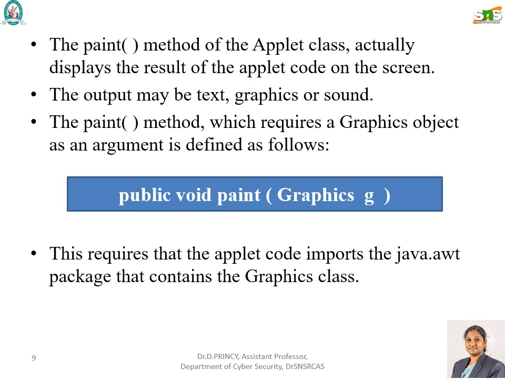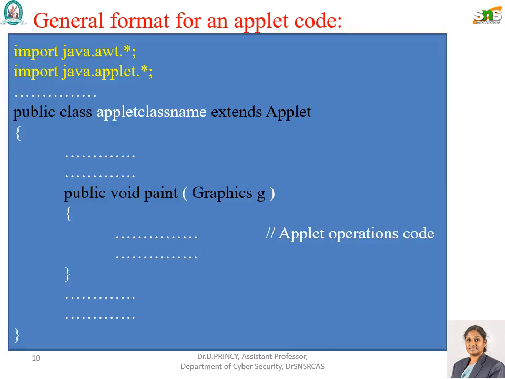The paint method is included in the graphics class. The paint method of the applet class displays the actual result on the screen. The syntax of the paint method is public void paint. It takes an object of the graphics class as an argument. To include the paint method, we have to import the java.awt package in our program.